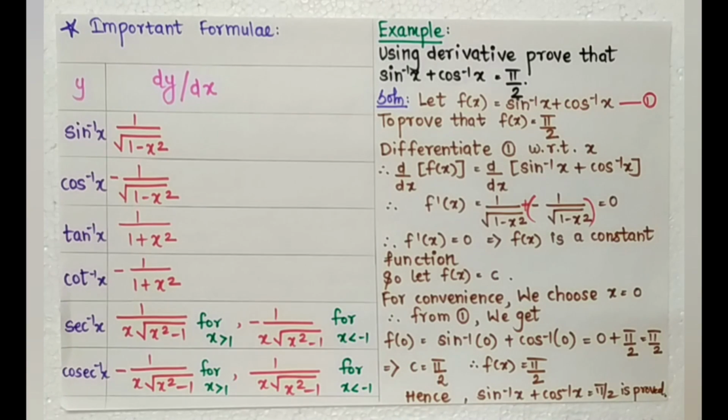That is, for 0 degrees, sine value is 0. And cos inverse of 0 is pi by 2. That is, whenever cos is 90 degrees, the answer is 0. So we have 0 plus pi by 2 equal to pi by 2. You can refer to the trigonometric table once again. So this implies, see, we have considered f of x equal to c. So when we put x equal to 0, it becomes f of 0 equal to c.